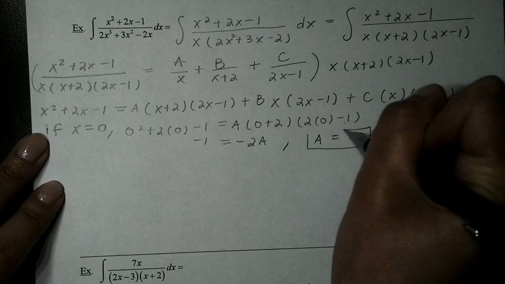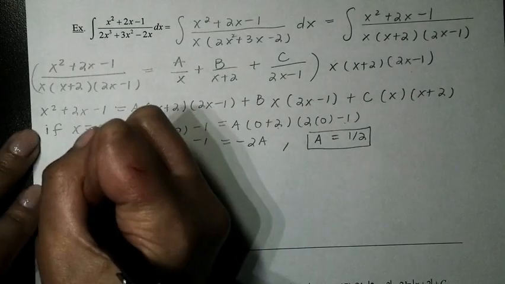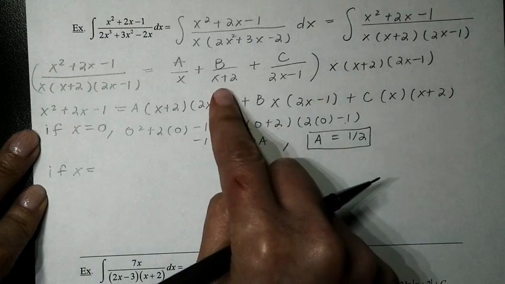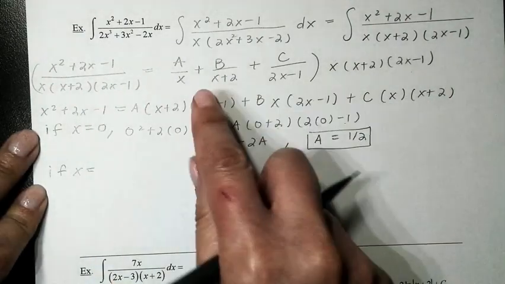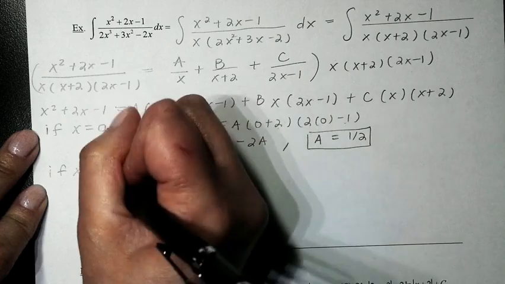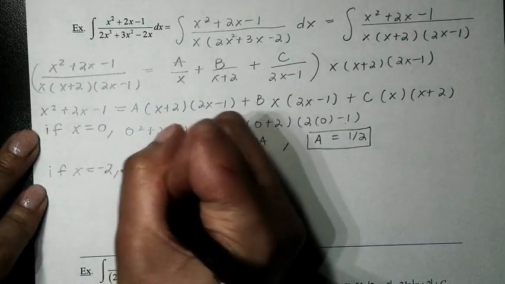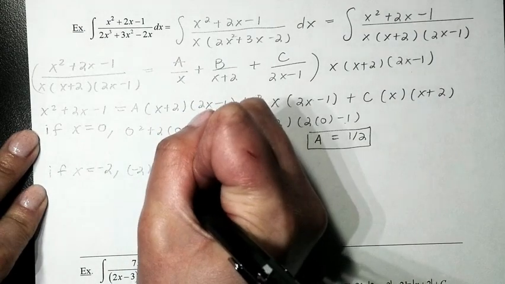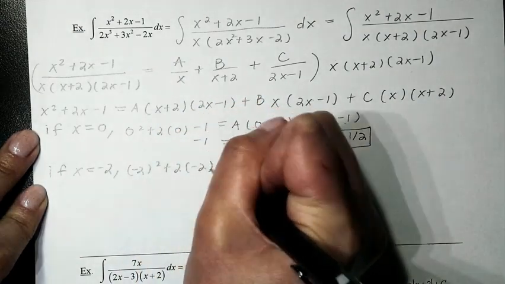So you have your a. Now, go to the next factor, so you don't forget about any of the factors. You equalize your factors to 0, so x is negative 2. If I plug negative 2 here, you have negative 2 squared plus 2 times negative 2 minus 1.